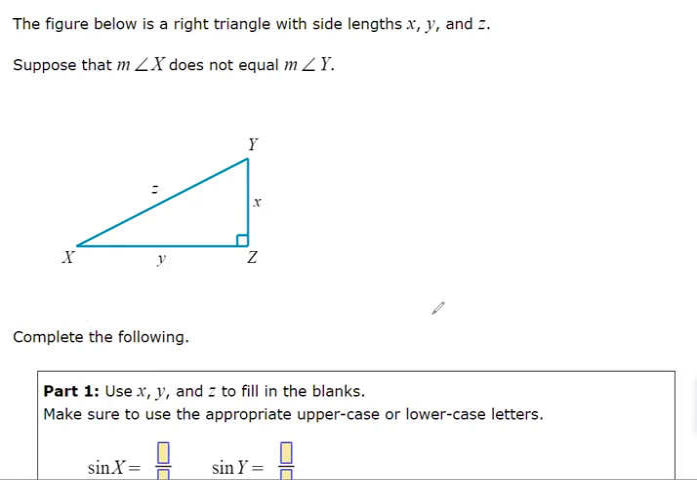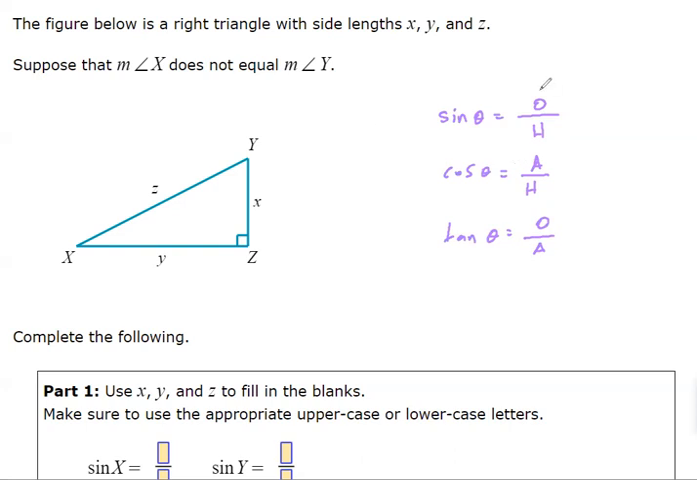Before we do this problem, let me remind you of some ratios that we have to remember. The sine of an angle is equal to the opposite side over the hypotenuse. The cosine of any angle is the adjacent side over the hypotenuse. And tangent is the opposite side over the adjacent side. We have to remember these three ratios to deal with the problems.